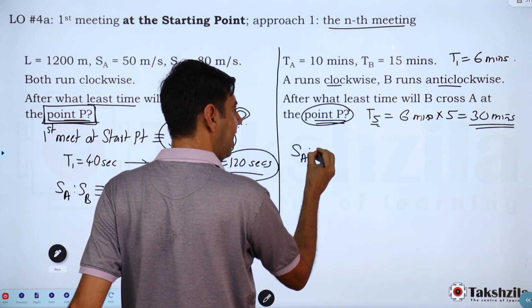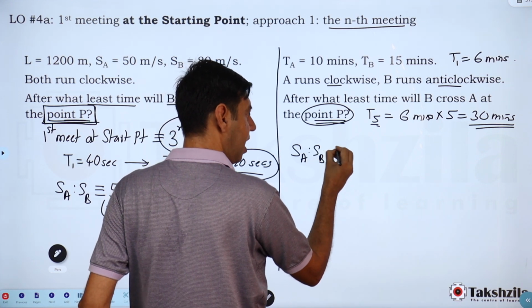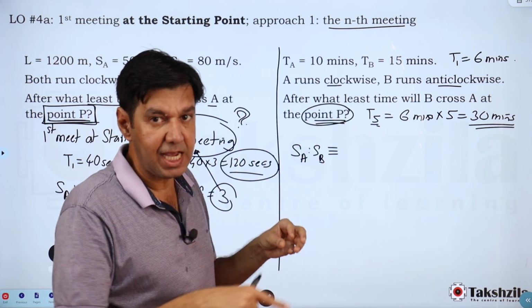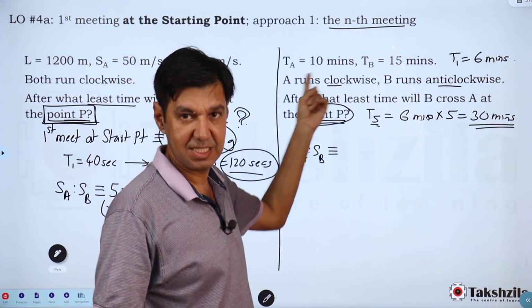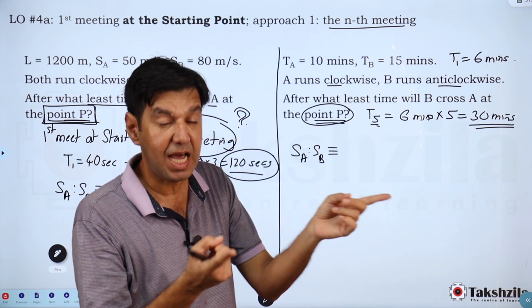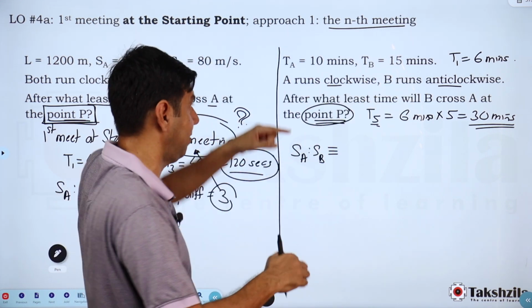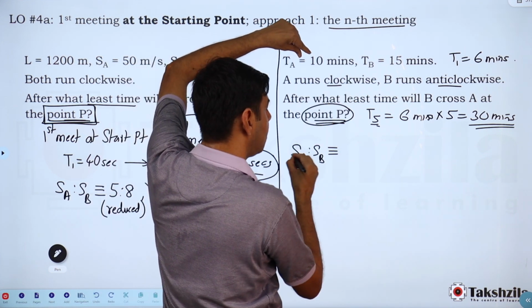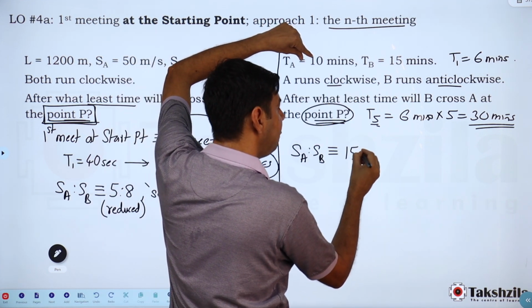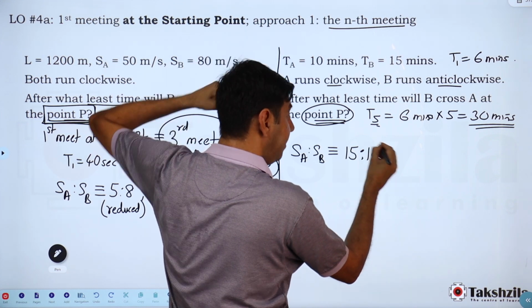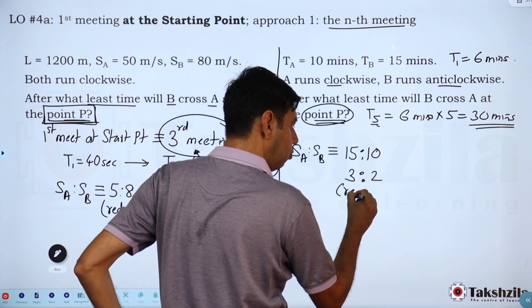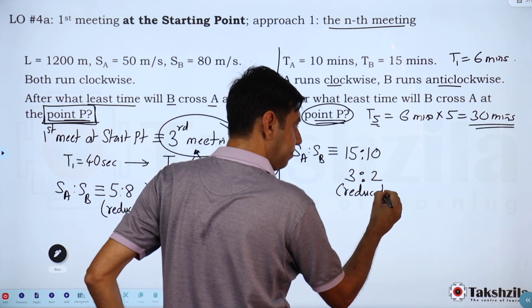The speed of A to speed of B. Remember now, the data given is time taken for the same distance, and speeds are inversely proportional to time. So he takes less time, his speed is going to be more. So the ratio of the speeds is going to be 15:10. Make sure you take it in the reduced form, students. Do not skip this step.